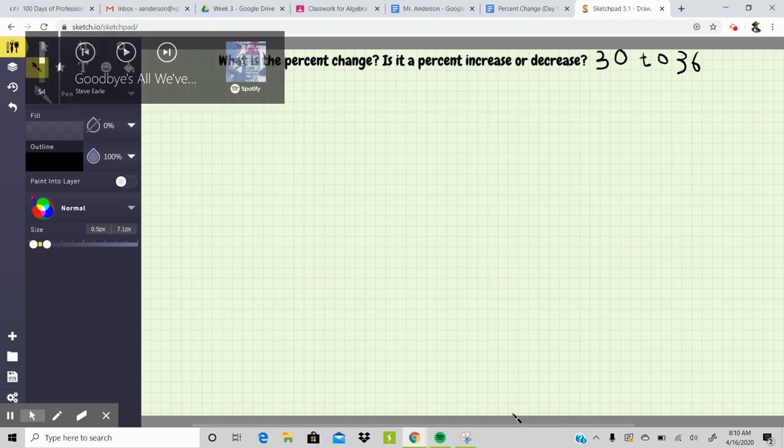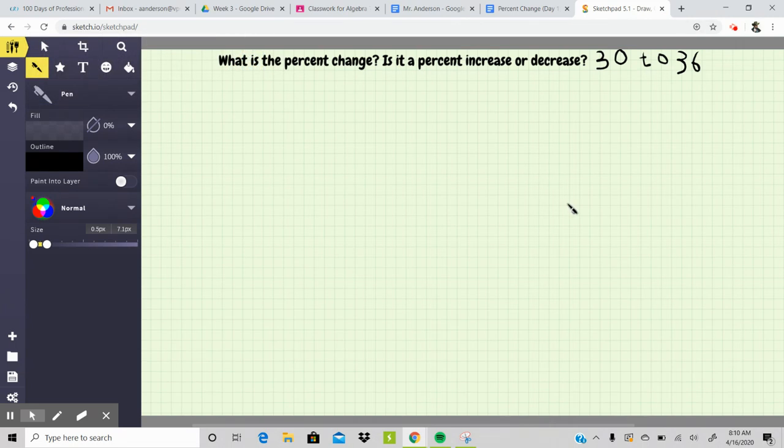Alright, so in this video, we're going to learn about percent change. We're going from one number to the next. In this question, they're asking us what is the percent change if we're going from 30 to 36, and is that a percent increase or decrease?